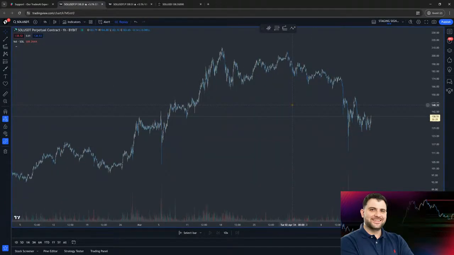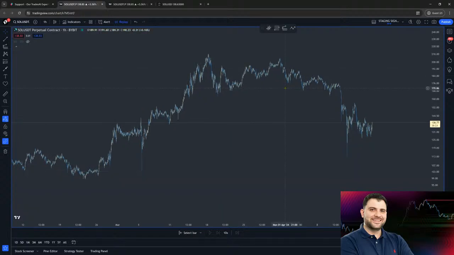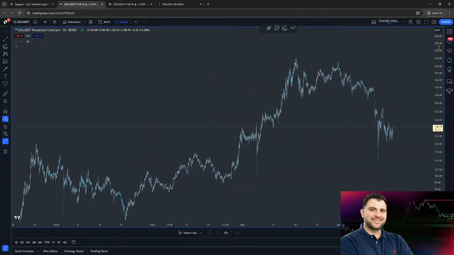Now, another thing that I do is, for this stream, I'm not going to use the volume chart in here or the volume candles. So you can hide it or you can remove it. We will focus on price action and market structure for this stream.